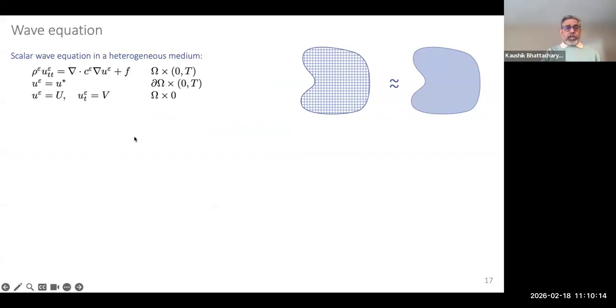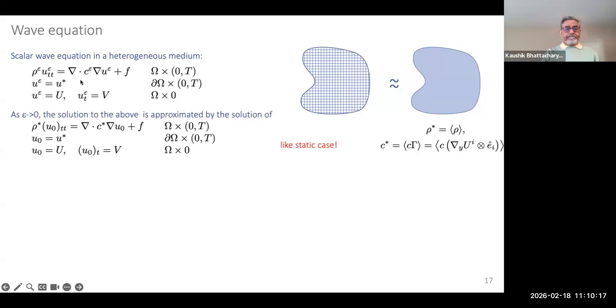Okay, you can do the two-scale expansion, and you can show that you can replace the solution of this with exactly the effective modulus and the effective density. The effective density is just the volume average density. The effective modulus is exactly the modulus that you did. So if you did the two-scale expansion, what you find is that there is nothing new in the wave equation.